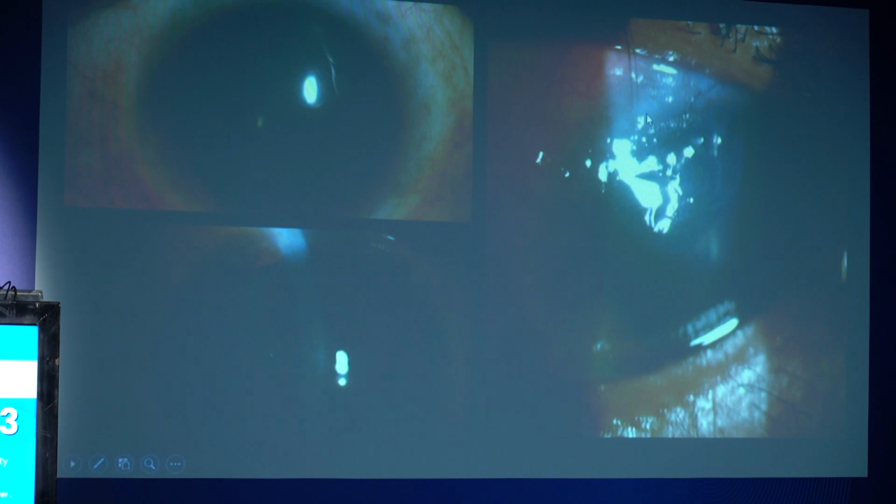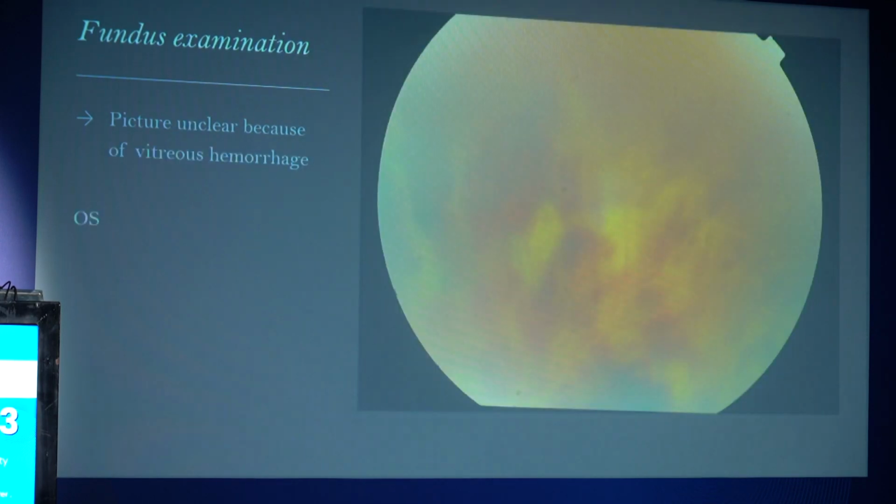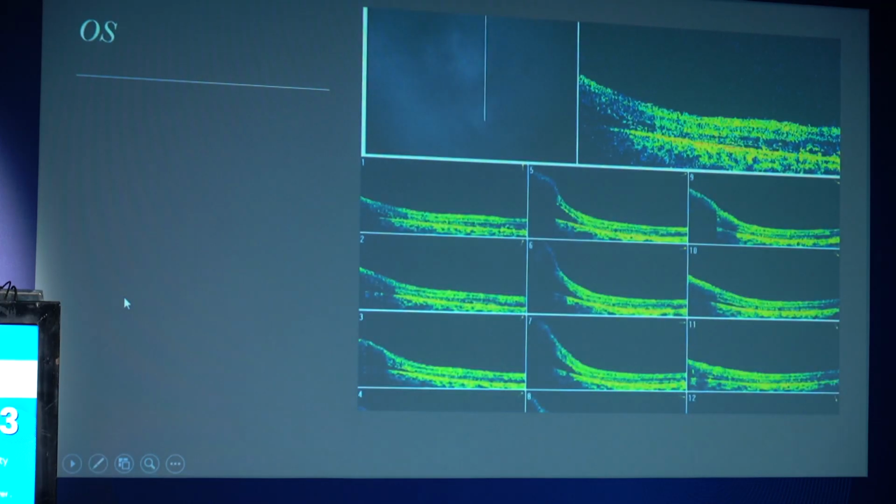So both eyes, perception of light and 360 degrees pannus-like picture with some very gelatinous membrane sort of thing at the limbus in both the eyes. This was a fundus examination. Both the eyes images are unclear because of poor fixation as well as vitreous haemorrhage. So the right eye OCT was possible, and this diffuse thickening of the inner layers was seen, suggestive of retinitis.